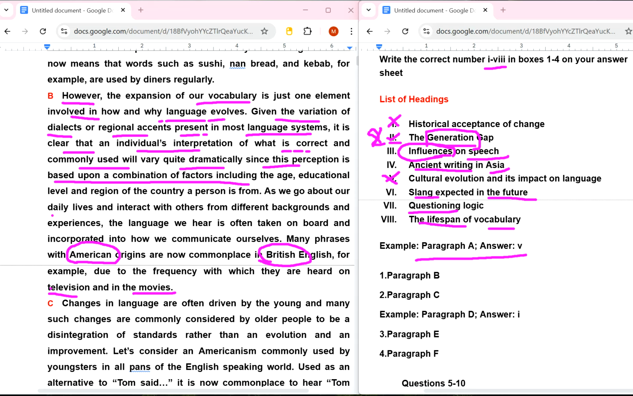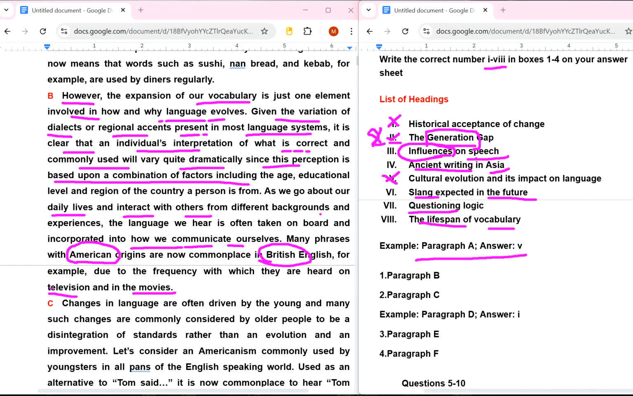As we go about our daily lives and interact with others from different backgrounds and experiences, the language we hear is often taken on board and incorporated into how we communicate ourselves. Many phrases with American origins are now commonplace in British English, for example, due to the frequency of television. So this is clear, they are talking about communication, dialects, regional accent, the main thing they are talking about here. So first is not there, generation gap, no kind of people or generation is given.